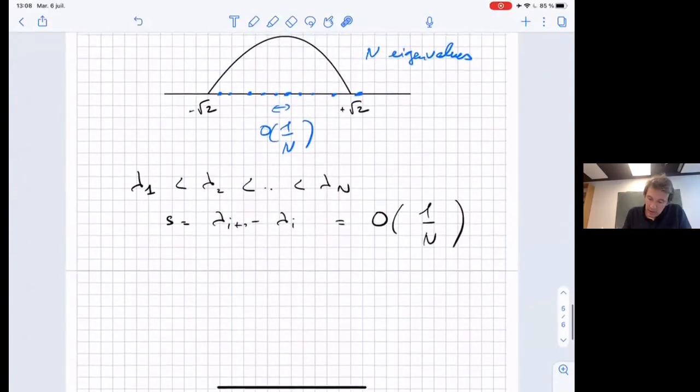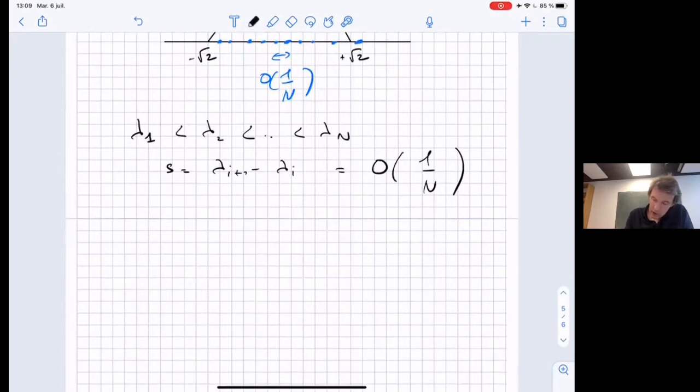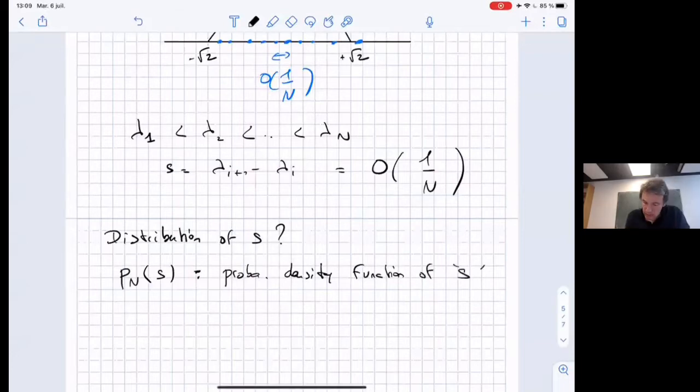Now, again, it turns out that if you don't go too close to the edges, that means if you really stay inside the bulk, basically the distribution of this random variable will not depend too much on i. Okay. So the question that we would like to know is, what is the distribution of S? If I denote by Pn of S, I just define it as the probability density function of the variable S.